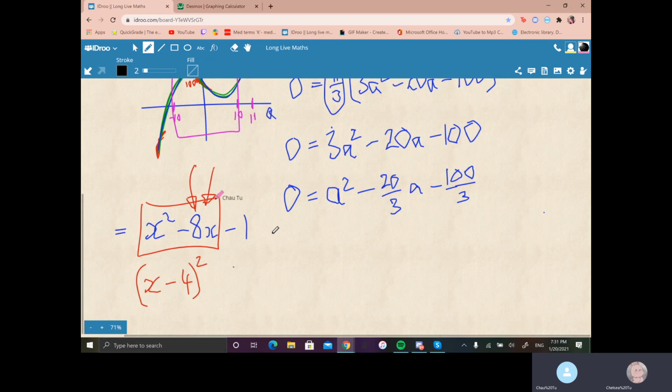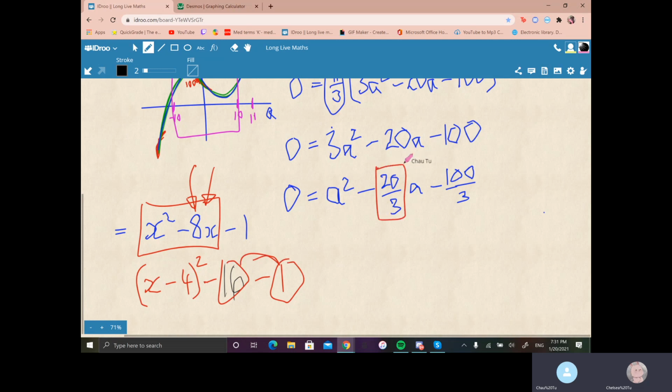So I'm trying to create these two terms here. But if I multiply this out, what would that give you? It'll be x squared minus 8x plus 16, then minus 1. And then you merge these two together, negative 17. Anyway, let's go back to this thing here.